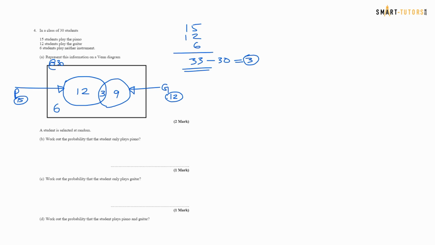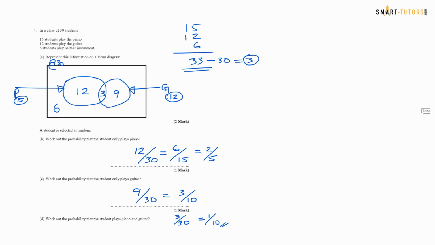A student is selected at random. Work out the probability that the student only plays piano. Only plays piano is 12 upon 30. If you simplify, 6 upon 15, so 2 upon 5. Work out the probability that the student only plays guitar. Only plays guitar means 9 upon 30, so 3 upon 10. Work out the probability that the student plays piano and guitar. That is 3 upon 30, which is 1 upon 10. That is the answer for question number D.